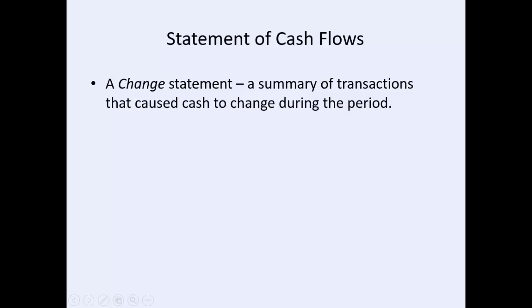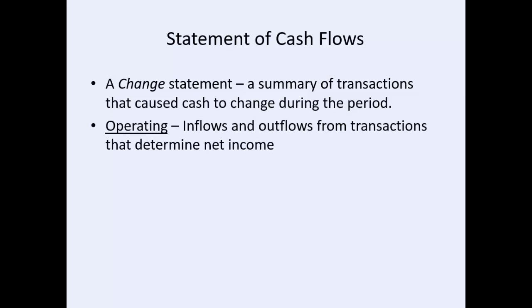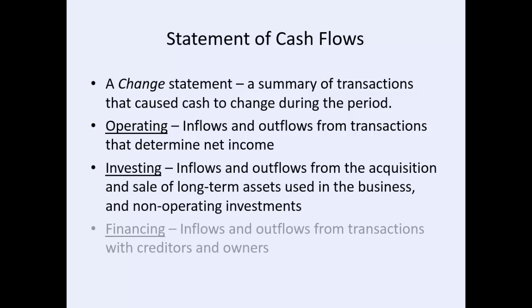Third one we're going to look at is the statement of cash flows. This is also a change statement, a summary of transactions that cause cash to change during the period. Now, usually you would do your balance sheet first because you're looking at what the beginning cash was, what the ending cash was, and that goes on the statement of cash flows. It's really just a reconciliation of what happened to cash, and it must be shown operating, investing, and financing.